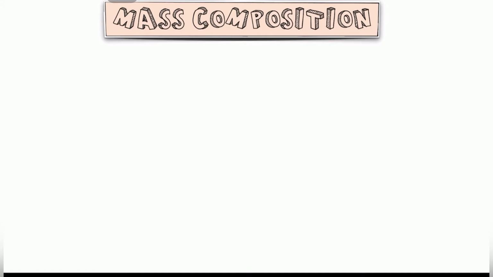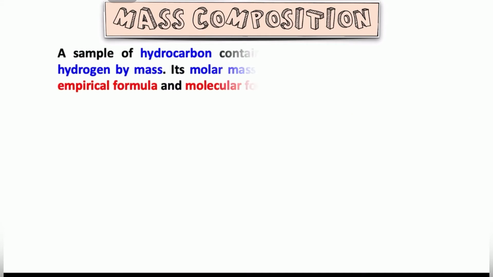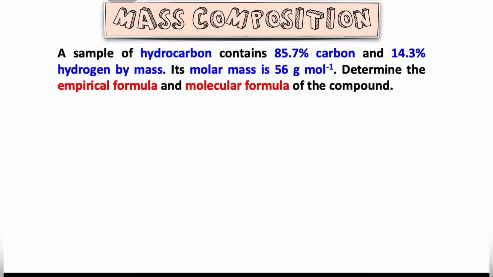Okay, let's see the example of the mass composition. A sample of hydrocarbon contains 85.7% carbon and 14.3% hydrogen by mass. So it gives you a sample of hydrocarbon, which shows that the sample contains hydrogen and carbon, and it gives you the percentage for the carbon and the percentage for the hydrogen. And its molar mass is 56 gram per mole. This is the molar mass. And the question asks you to determine the empirical formula and molecular formula of the compound.